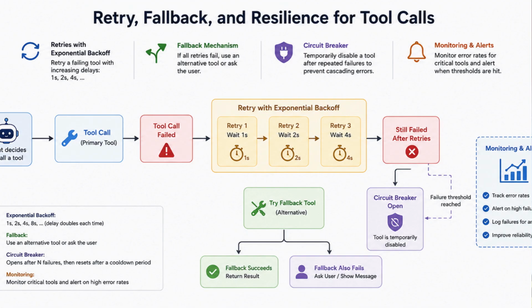When a tool fails, for example, API timeout, implement retries with exponential backoff. If retries fail, fall back to an alternative tool or ask the user. You can also use a circuit breaker to temporarily disable failing tools. For critical tools, monitor error rates and alert.